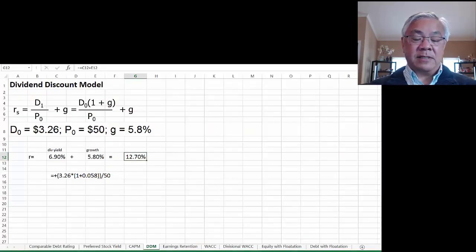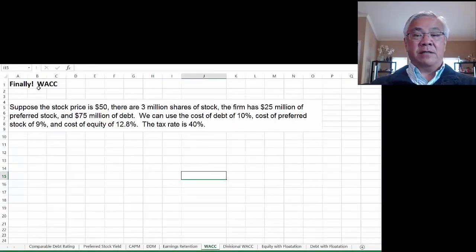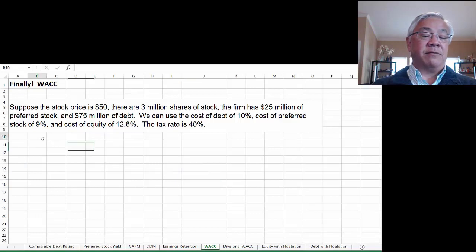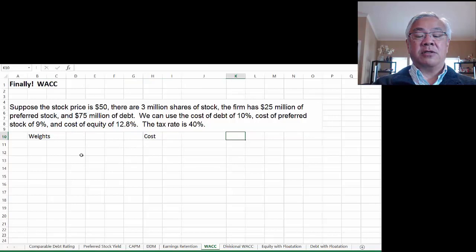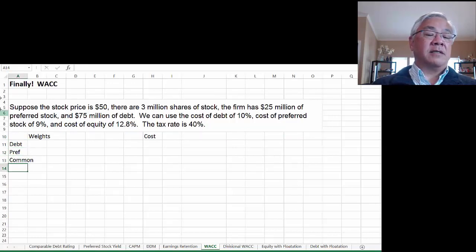Again, let's hop into Excel. So finally we get to weighted average cost of capital, and this I just copied over from the slide so we can use it. So the first thing we're going to determine is the weight, or weights. And then we're going to determine the cost. And then we're going to determine the weighted average cost of capital. So we have 3 components: debt, preferred, and common.